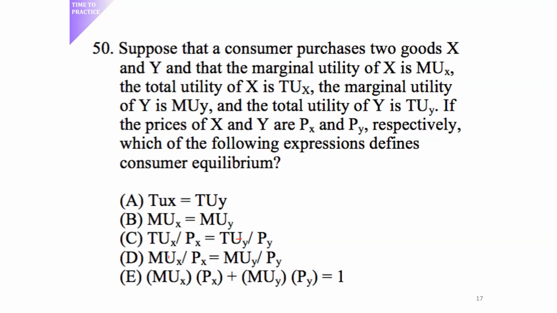Anytime you see maximize satisfaction, the formula is the MU of X over the price of X equals the MU of Y over the price of Y. And that was like, if X is the greater number, we buy more X.